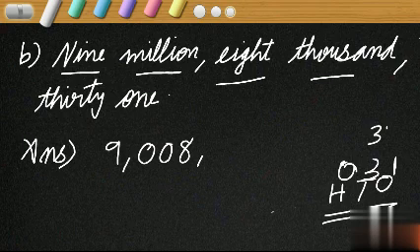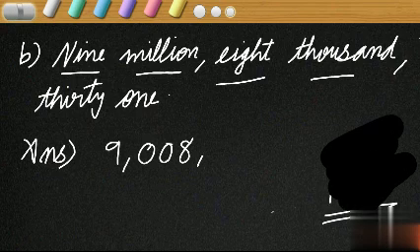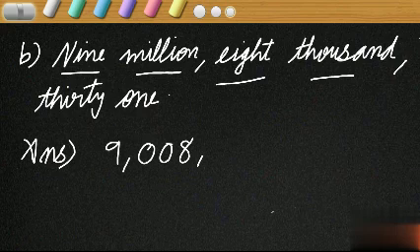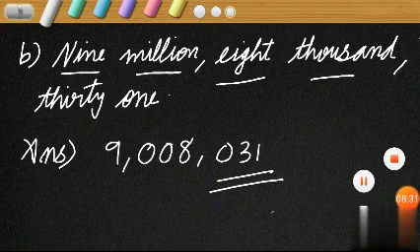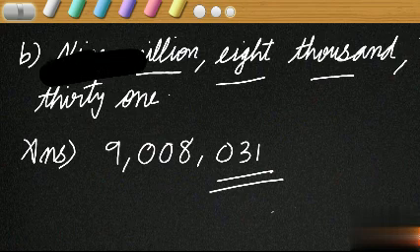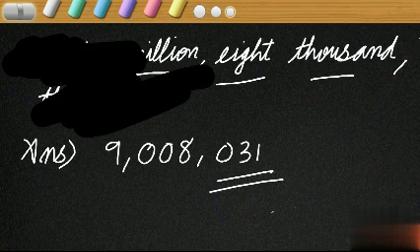Can we write just 31 here? No, this is wrong. So, what should be written there? 031. Okay, is it clear? So, in the ones period we have 031. This is the required numeral: 9,008,031. Is it clear for you? Okay, let's try to do the third one. Try to do the third question.